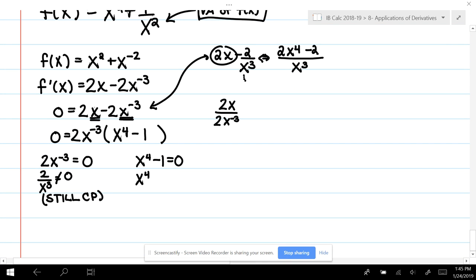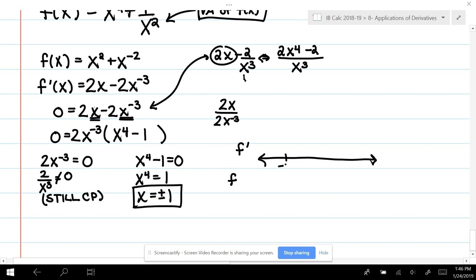Okay, so I've got x to the 4th equals 1. I'm going to 4th root both sides. When you take an even root, remember to use plus or minus. So my critical points that I'm going to put on this sign chart are going to be a little different. It's going to be negative 1, it's going to be 1, it's going to be 0. This is where my derivative is equal to 0, and this is where my derivative and my original are undefined.